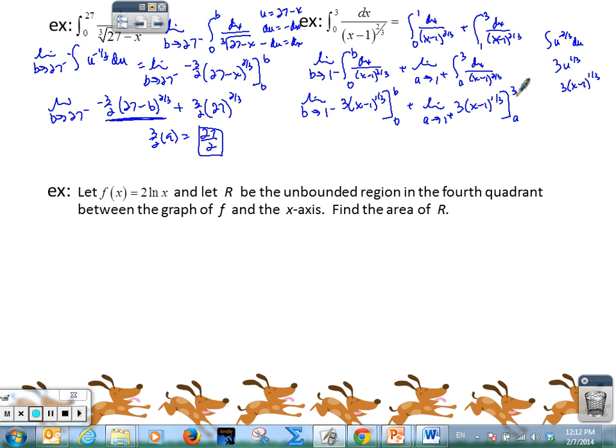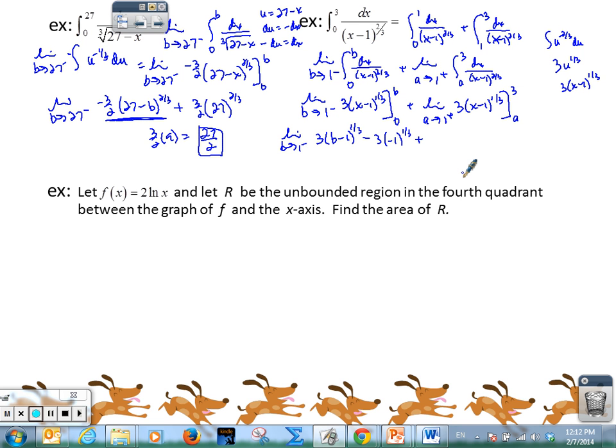All right, now let's do our f of b minus f of a thing. So we have the limit as b approaches 1 from the left. f of b is actually 3 times b minus 1 to the 1/3, minus 3. Now I have a 0, so that's going to leave me negative 1 to the 1/3. Okay, plus.